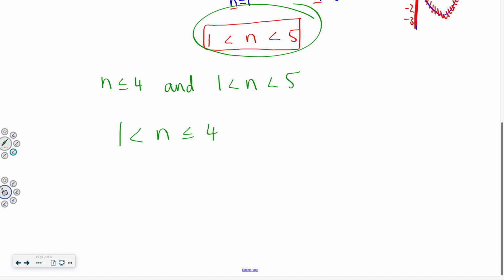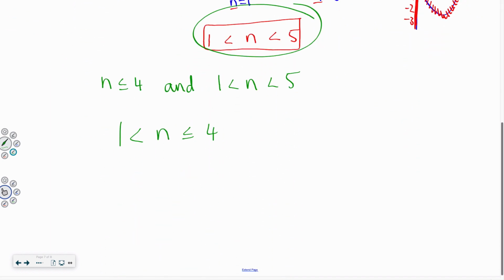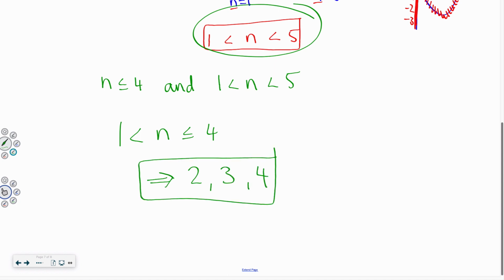Now, if we have a look at the wording of the question, we're being asked to find all the possible values of n. That to me is just an inequality, so we actually need to explicitly list the values of n that this inequality can take. It's all the way from 1 to 4, but it can't equal 1 and it can equal 4. So the values that it's going to take are 2, 3 and 4. And that is our final answer for that question.